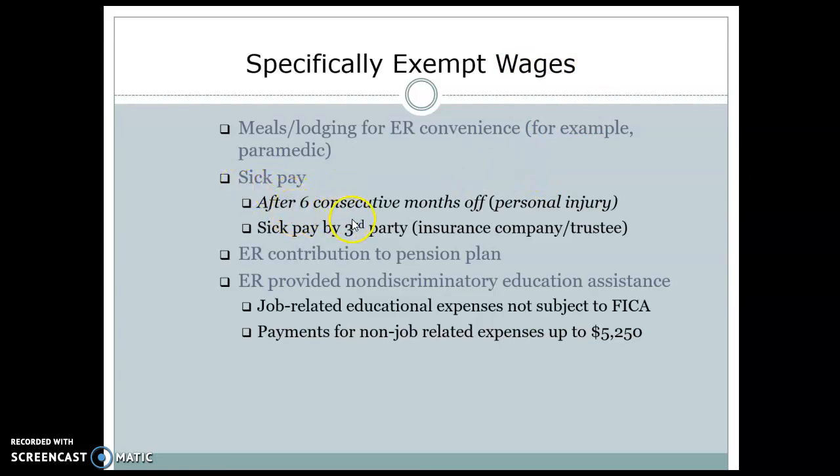Sick pay, after 6 consecutive months off, because maybe you're really sick, you're in the hospital, whatever. After 6 months, typically insurance will pick up, giving you some kind of wages, and if that's the case, then no FICA comes out of those sick pay wages. The first 6 months that the company is paying you any sick pay, FICA does come out of that.